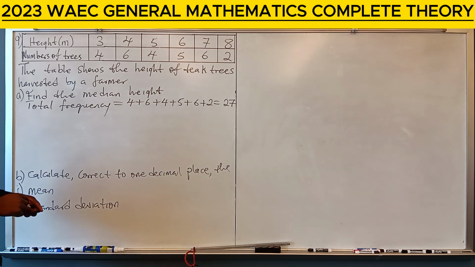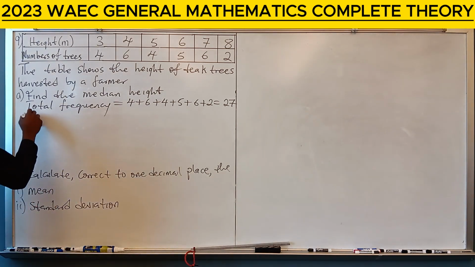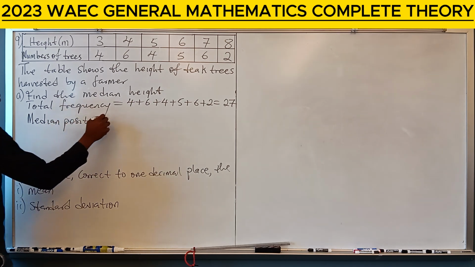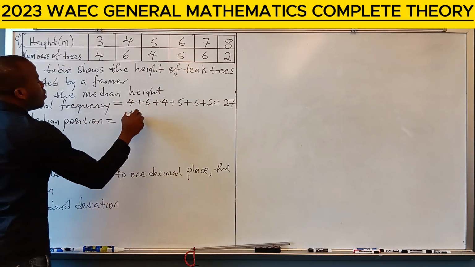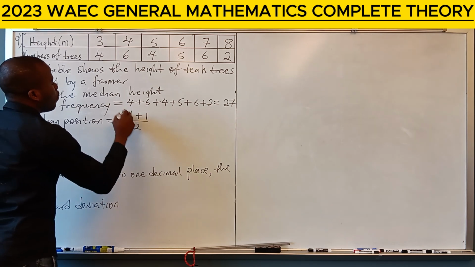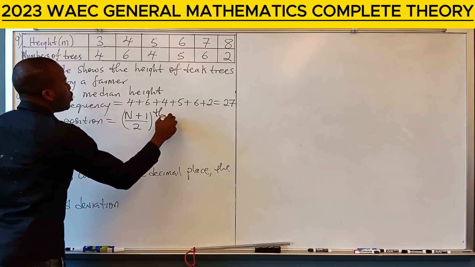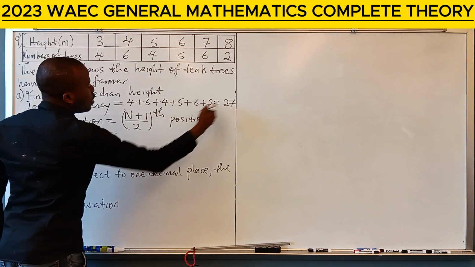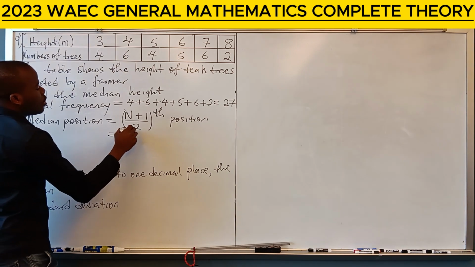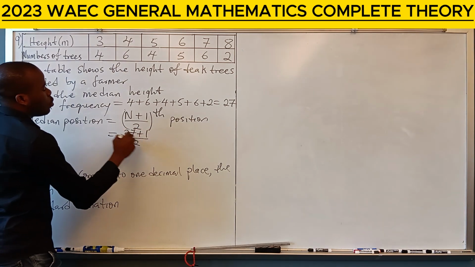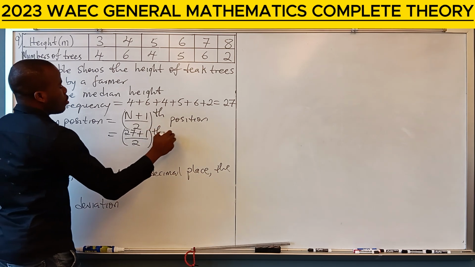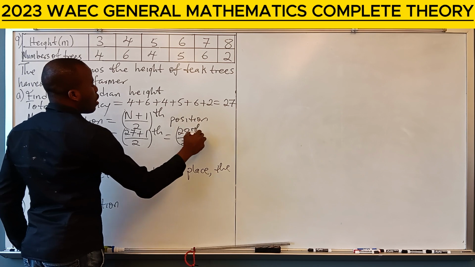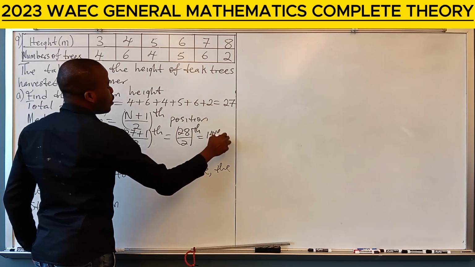Since it is odd, the median position is n plus 1 over 2 position. And n is this total frequency, which is 27 plus 1 over 2, which is 28 over 2, which is the 14th position.